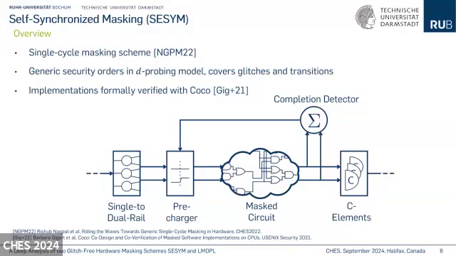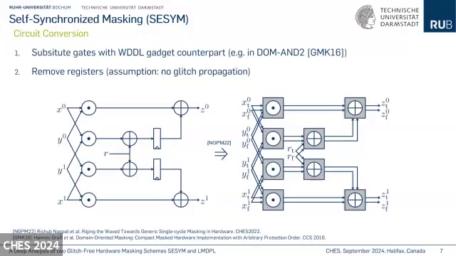cycle masking scheme. So this masked circuit can be realized in 2 steps. It builds up on existing hardware masking schemes like domain-oriented masking, and here the gates are replaced by the WDDL gadget counterparts. And then in the second step, the registers are removed, as the assumption is that glitches do not occur in the circuit, so they can also not propagate, and we don't need any registers to stop them.